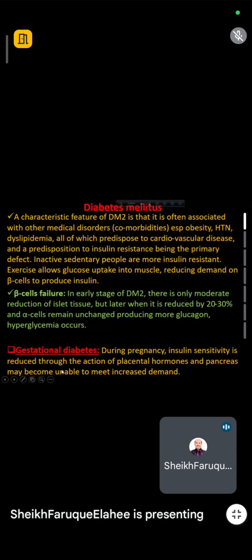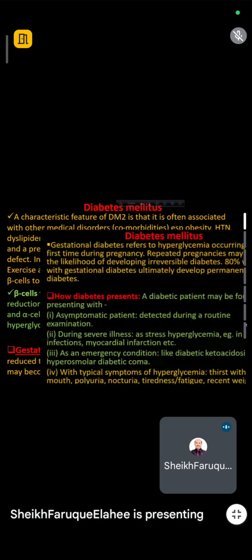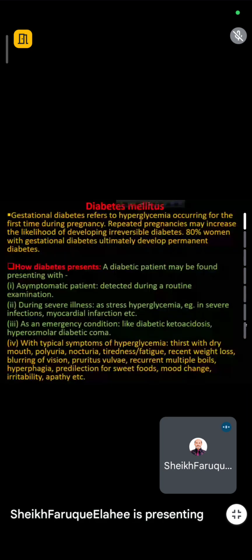Now, gestational diabetes, I told you already, that during pregnancy insulin sensitivity is reduced by placental hormones, and there is diabetes. So let us, okay. Now, how does diabetes present?